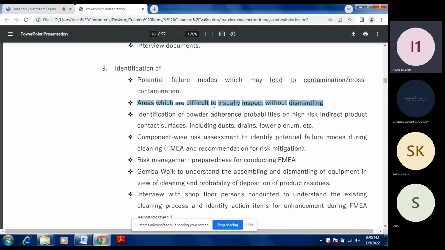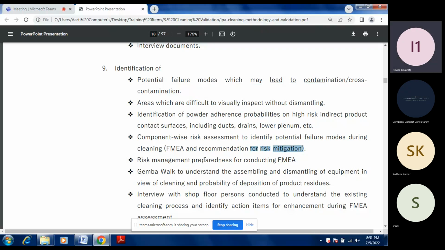Next is the identification of the powder adherence probability. As we discussed in earlier sessions, the surface of the equipment should be smooth. If powder adheres to that equipment, the risk is high for product contact surfaces, including the duct, drain, and lower plenum. So a component-wise risk assessment identifies the potential failure modes during the failure mode effective analysis, with recommendations for risk mitigation, which means we have to plan to reduce that particular risk.